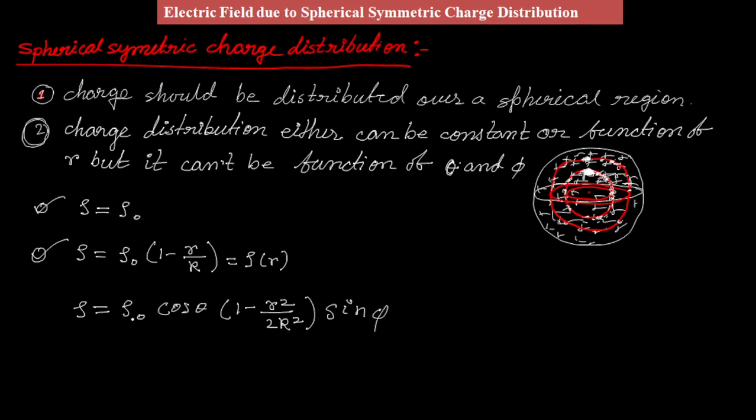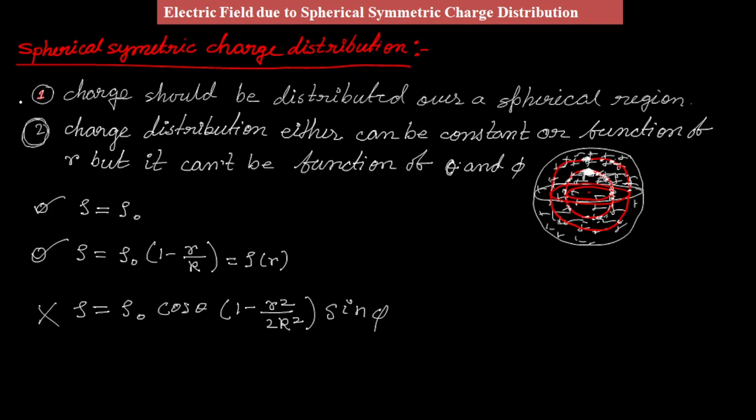Now you see this rho is a function of r as well as a function of theta and phi. So this cannot have spherical symmetry. This charge distribution doesn't exhibit spherical symmetry. So either rho can be constant or rho can be only a function of r, but it cannot be a function of theta and phi. That is the simple way to understand spherically symmetric charge distribution: charge must be distributed over a spherical region, and then it could be a constant or a function of r only, but not a function of theta and phi.